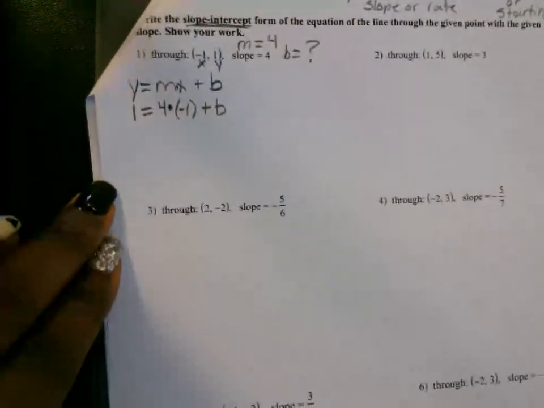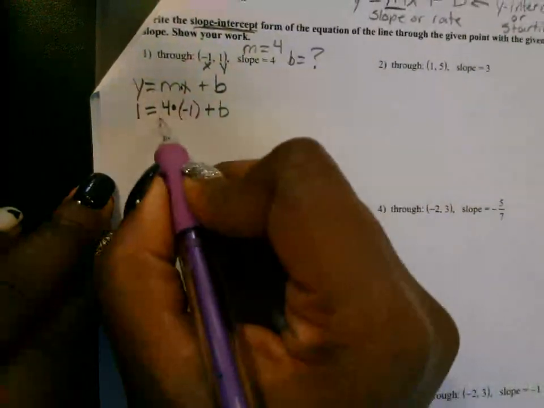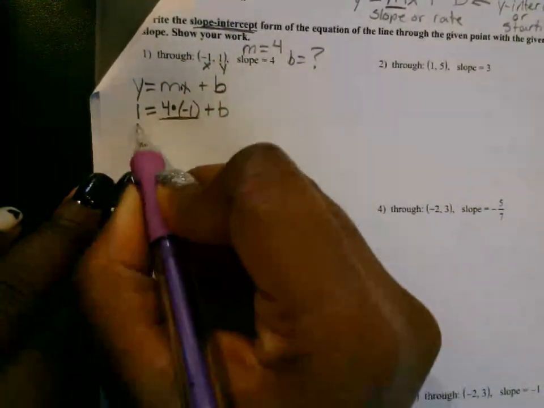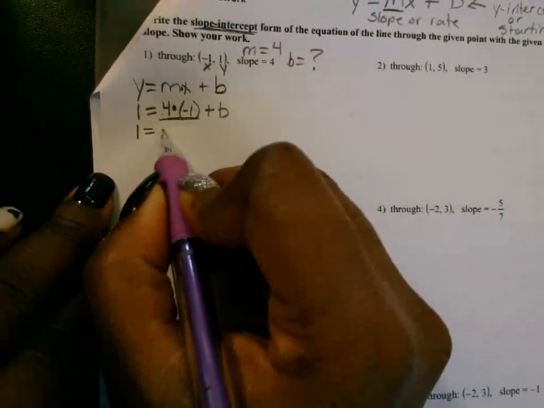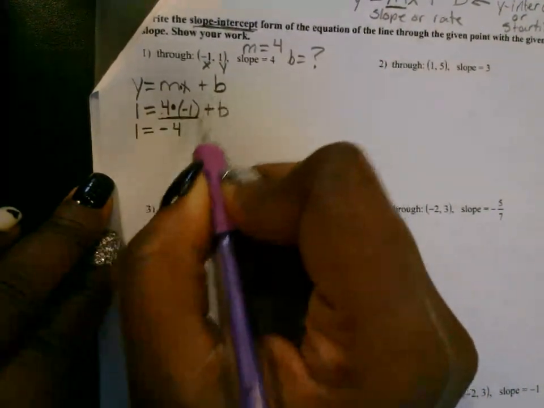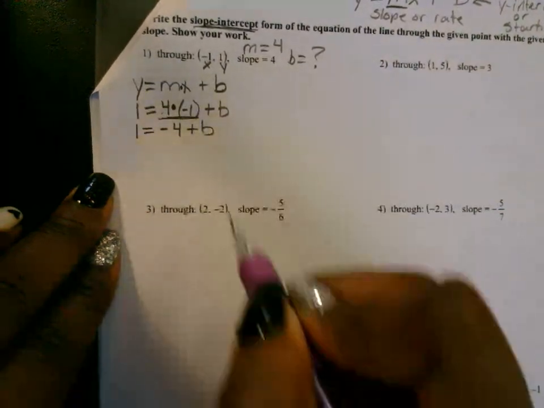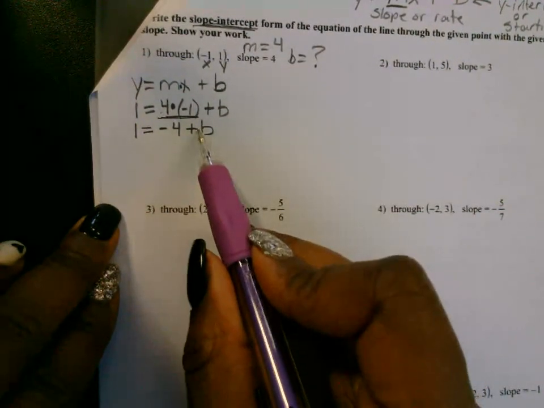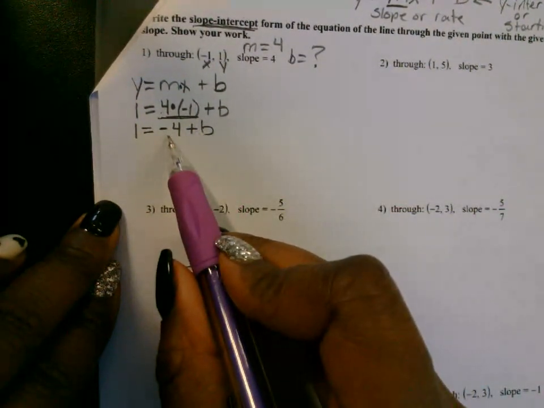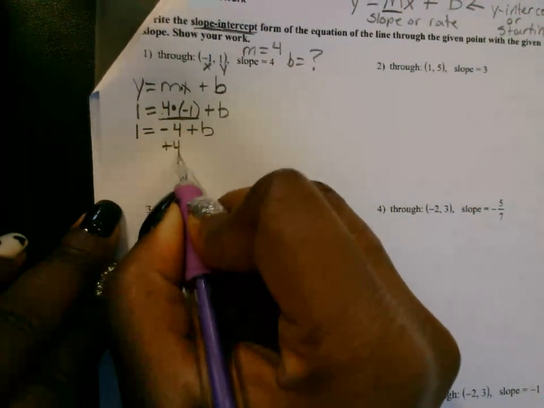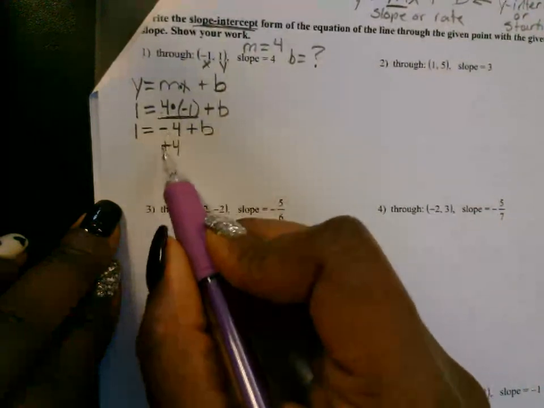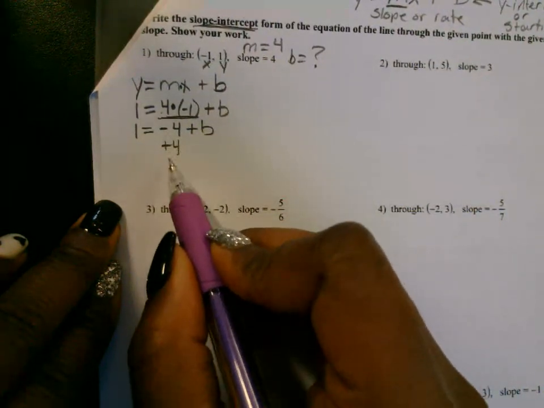So now in order to solve for b, I've got to multiply this together first. So bring down the 1, bring down the equal. 4 times -1 is -4. Bring down the plus b, okay? So now, in order to get b by itself, we've got to get rid of the -4. The inverse of -4 is to add 4. Why, Miss Reyes? Because -4 plus 4 is going to give me 0.